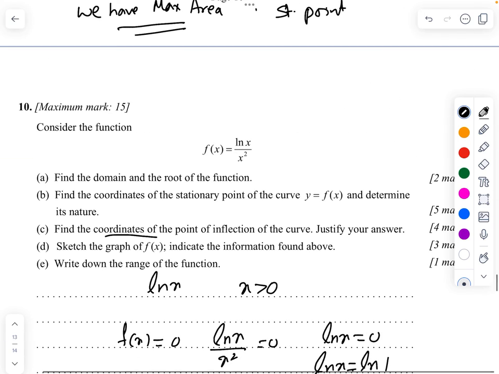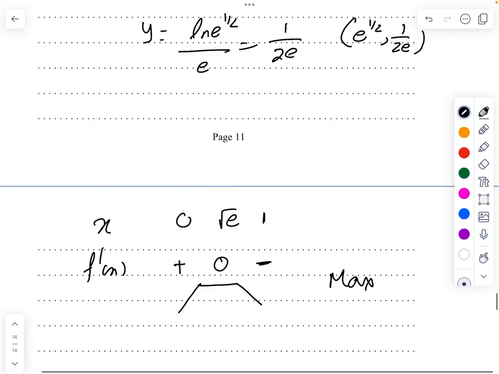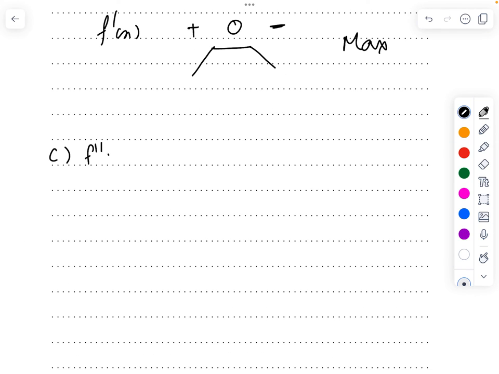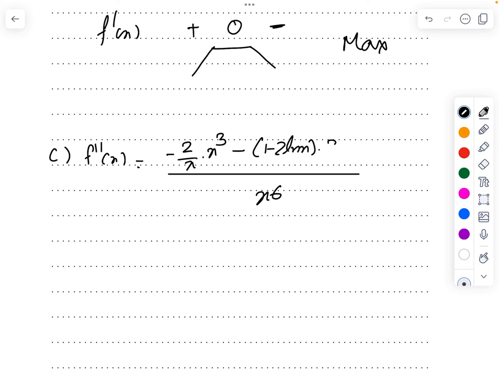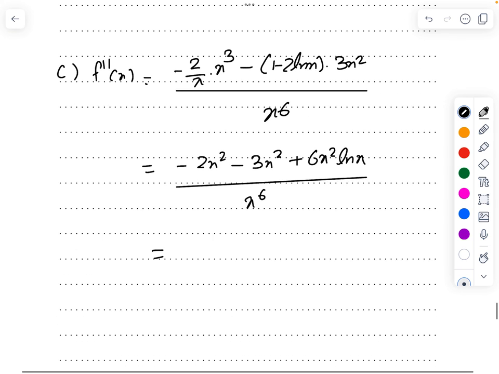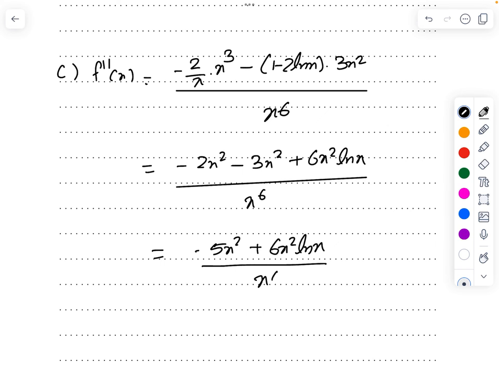Part C, find the coordinates of points of inflection, justify your answer. For point of inflection, I should find the second derivative. So it becomes (x^6 minus 2 upon x times (x^3 minus 1 minus 2 ln x) times 3x^2. So it becomes minus 2x^2 minus of minus 3x^2 plus 6x^2 ln x, divided by x^6. So it becomes minus 5x^2 plus 6x^2 ln x divided by x^6.